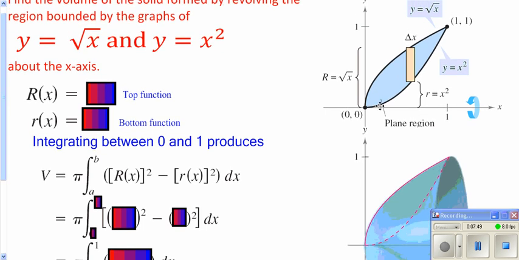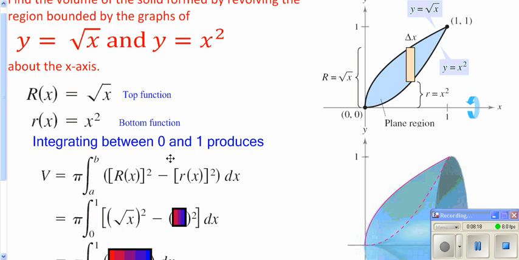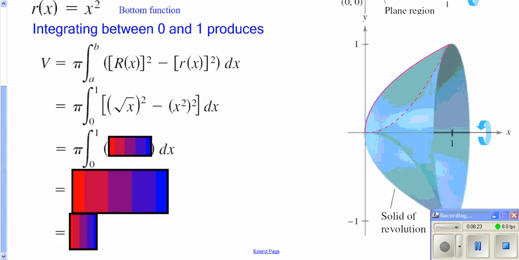Well, you'll notice our functions cross at the origin. They also cross at the point 1, 1. Our top function here is the root function. Our bottom function is our parabola here. And so then we're going to start out with our basic formula of pi, integrating once again from 0 to 1, of our top function, which is the root x, all squared, minus our bottom function, which is x squared, all squared, because it says to square those. We square each one, then we do our integration, and then we evaluate it.